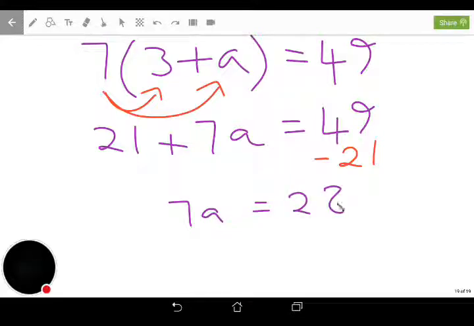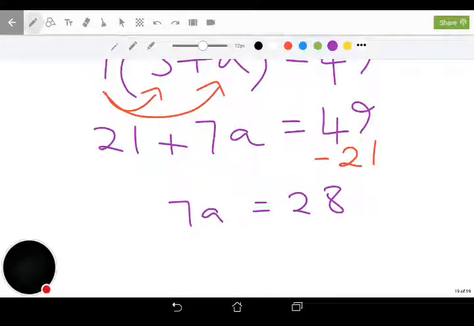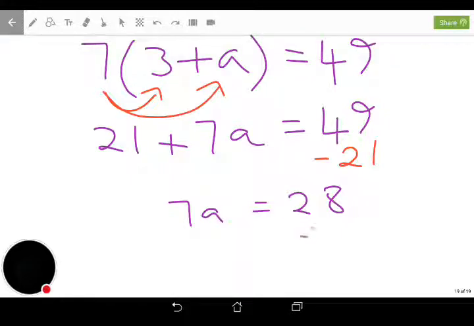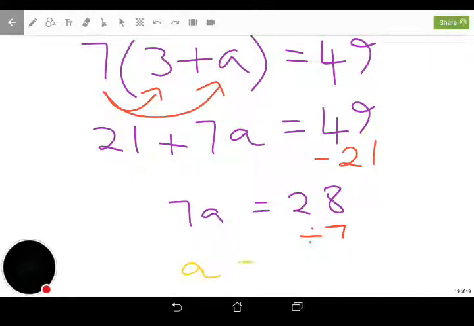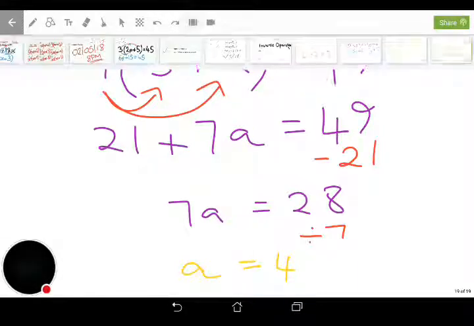which leaves us with 28. And because 7a is the same as 7 times a, we are going to divide the other side by 7. So we are left with a equals 28 divided by 7, and that is 4. So the answer is a equals 4.